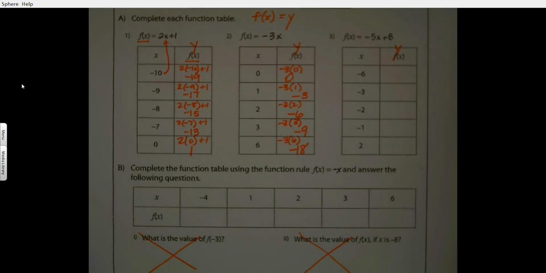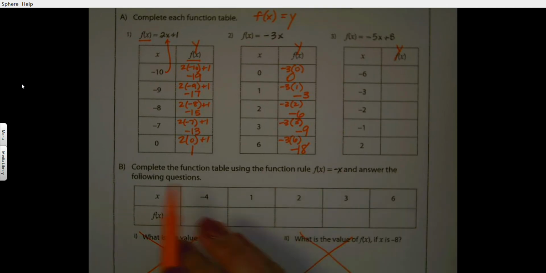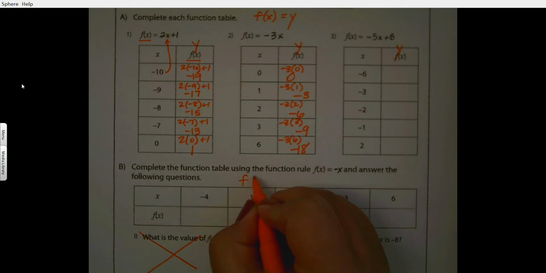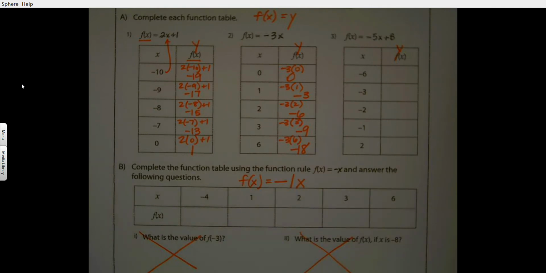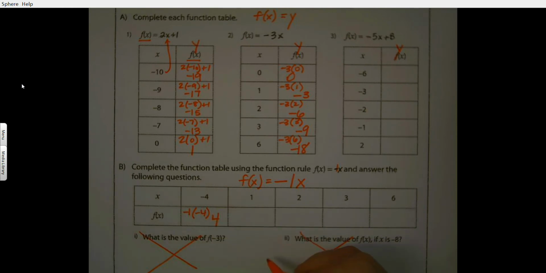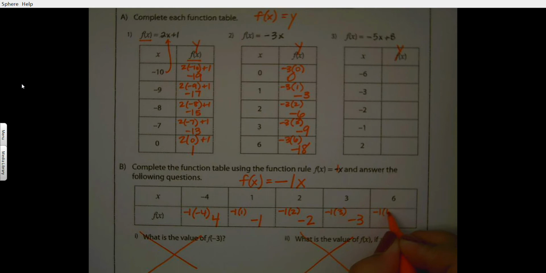B, okay, complete the function table using the function f of x equals negative 1x and answer the following questions. So f of x equals negative 1x. It's like having a negative 1, remember, a secret 1 slid in there. So it's really negative 1 times negative 4, which is positive 4. Negative 1 times 1. Negative 1 times 2. Negative 1 times 3. Negative 1 times 6.